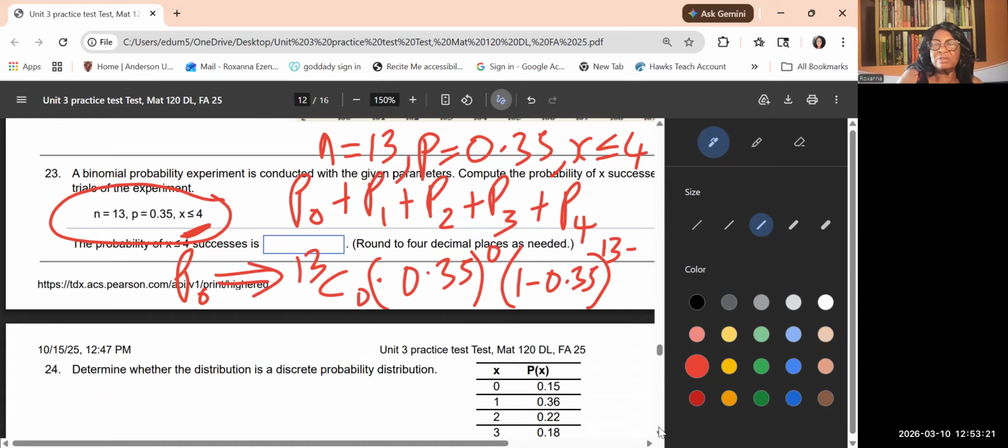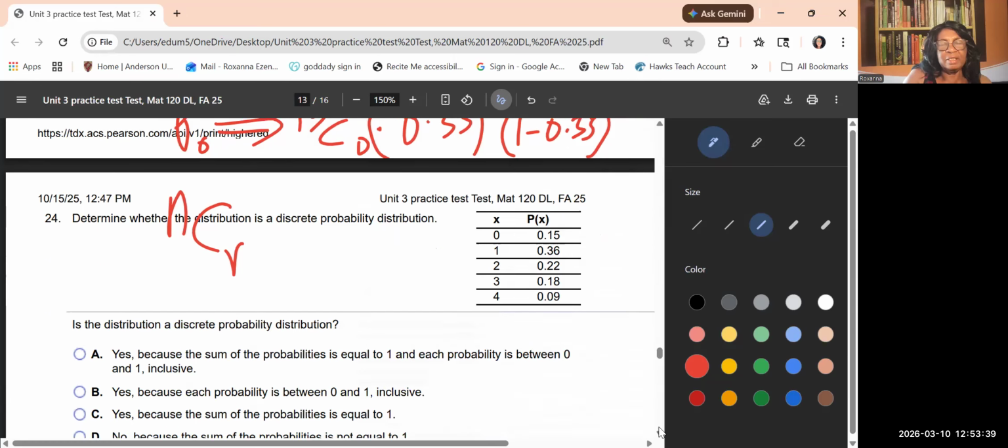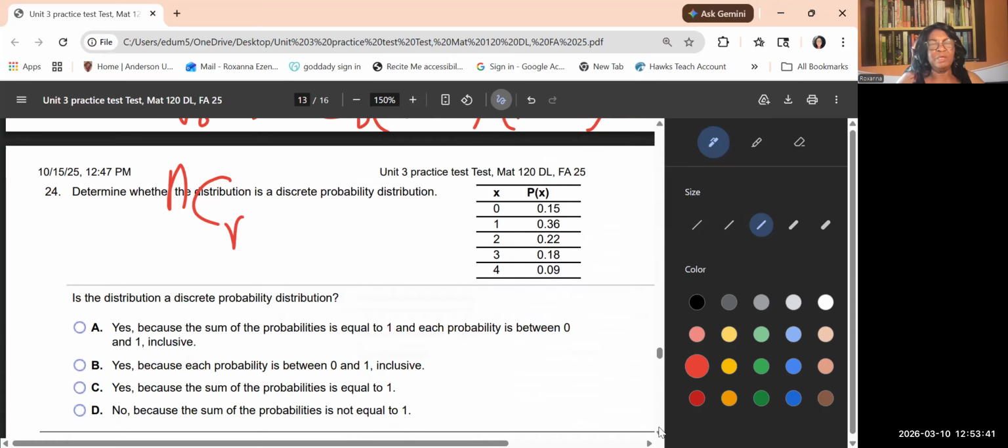13 minus 0 is 13. I want to also remind you of the binomial distribution formula, which you will be expected to know. It is n combination R, where R is the number you want at a time, success to power R, where R is the random variable, and failure to power n minus R.